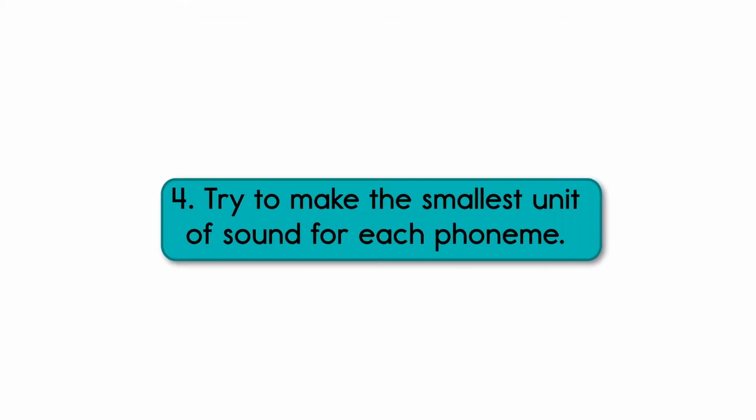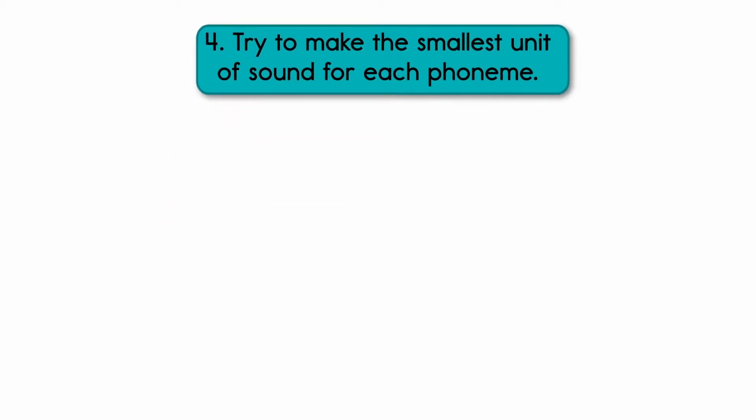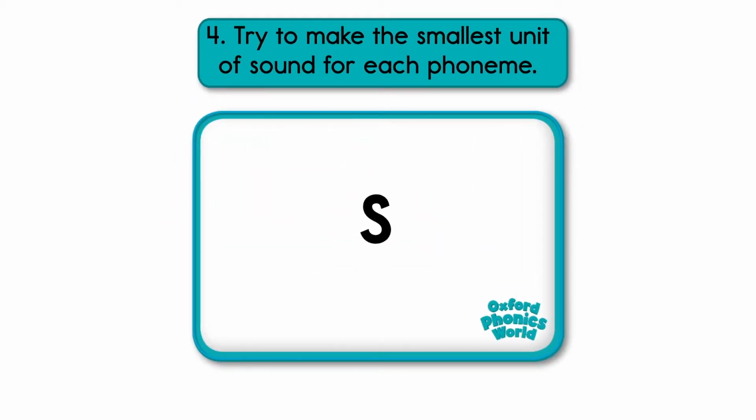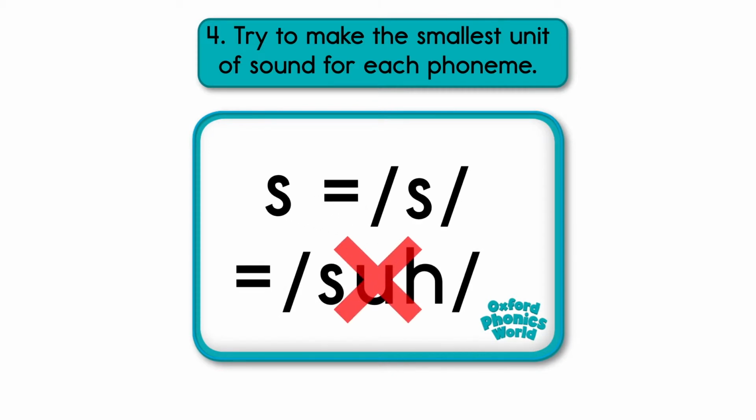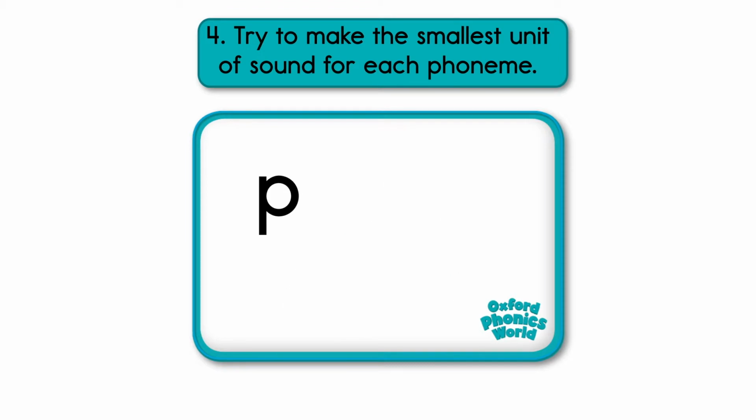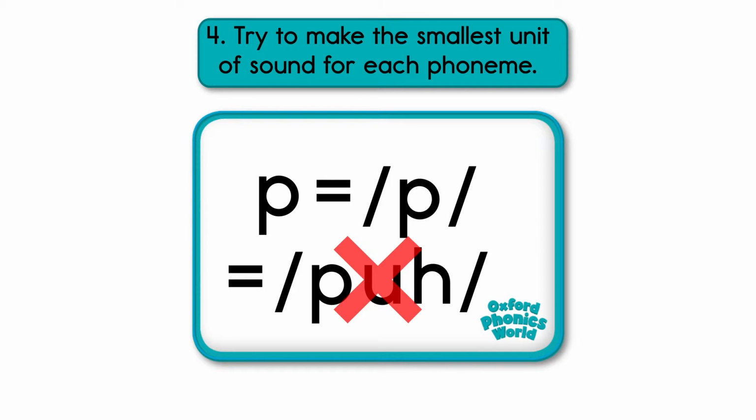Do not distort phonemes by adding an "uh" sound to the end. For example, the sound of S is sss, not suh. And the sound of P is p, not puh. Try to make the smallest unit of sound for each phoneme.